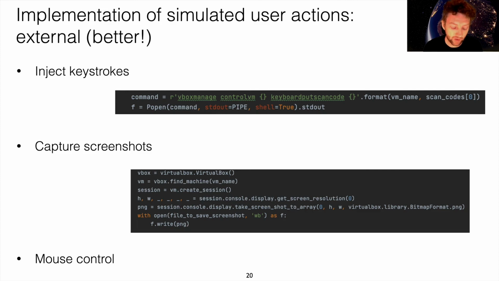The alternative is go for full external control. So this means keyboard, mouse, and a screen, essentially. So it's relatively easy to inject keystrokes from outside the VM into the VM. We're also now able to capture screenshots of it. The thing that we're lacking at the moment is mouse control.